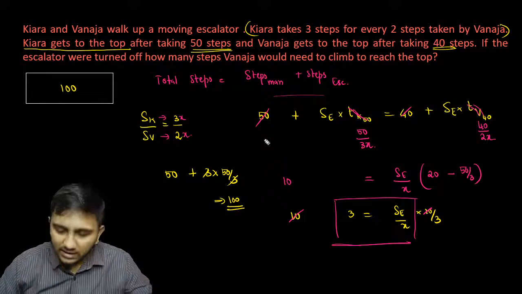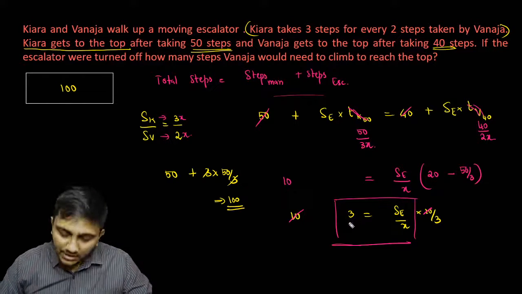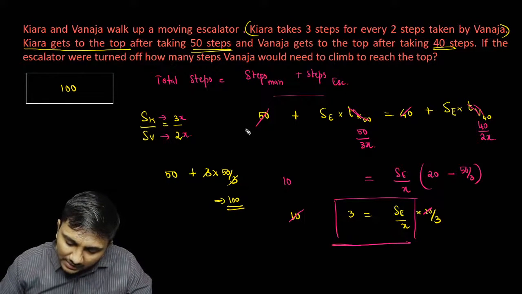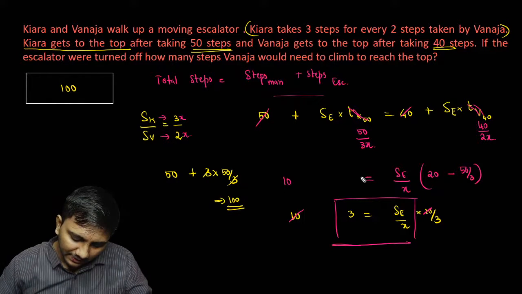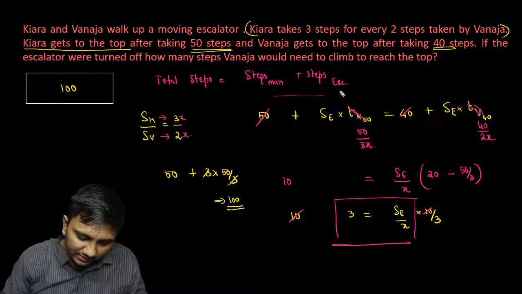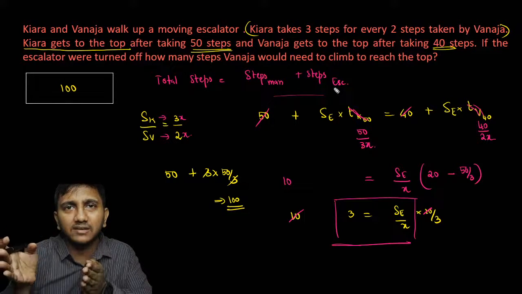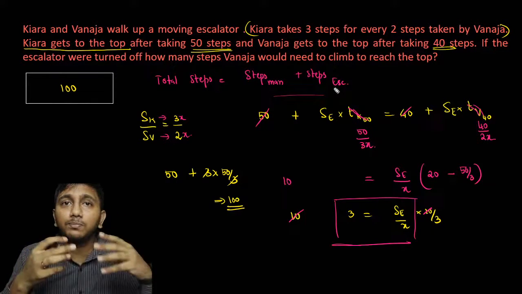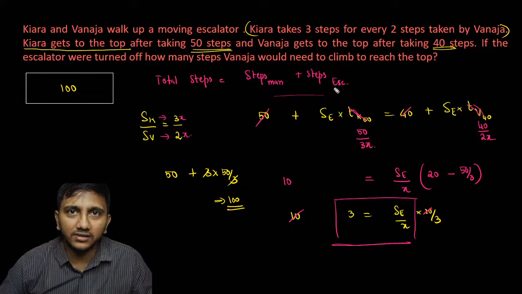Now it is basic algebra. You take SE by x outside, and you will finally get SE by x as 3. You substitute that in either the left hand side expression or the right hand side expression. Both of them lead us to the total steps. That will give us the answer as 100. So the key point to remember here is this: the number of steps is divided between the number of steps that the person takes and the escalator takes. You get an expression for that, and then from there on you can match up things to get the answer.